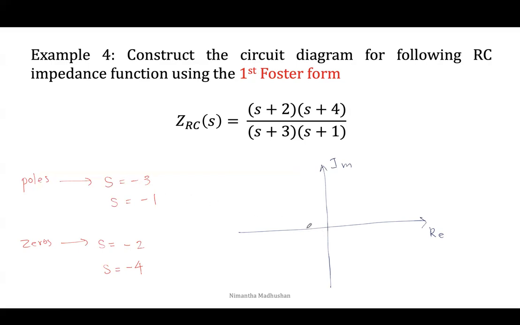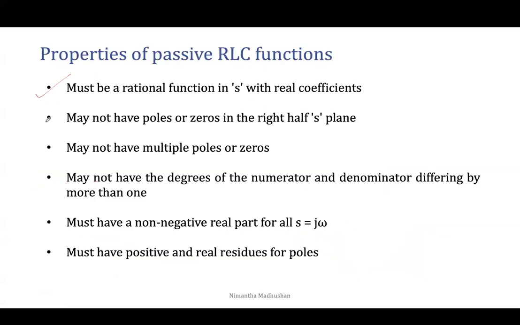There are two poles at -1 and -3, and two zeros at -2 and -4. In this complex s plane, this is the right half s plane. You can see there are no poles or zeros in the right half s plane. Then the second condition is satisfied.